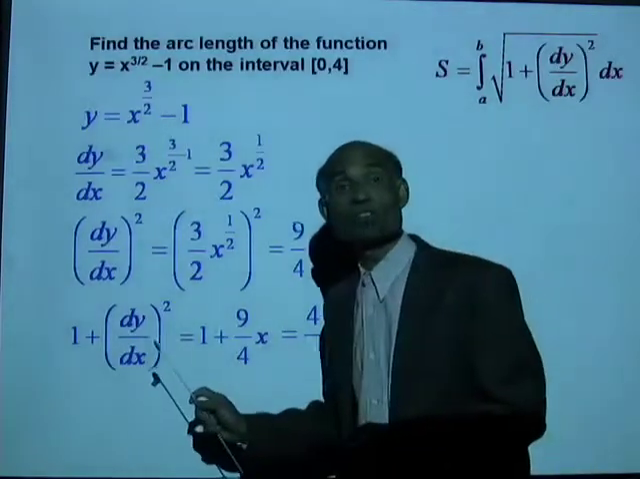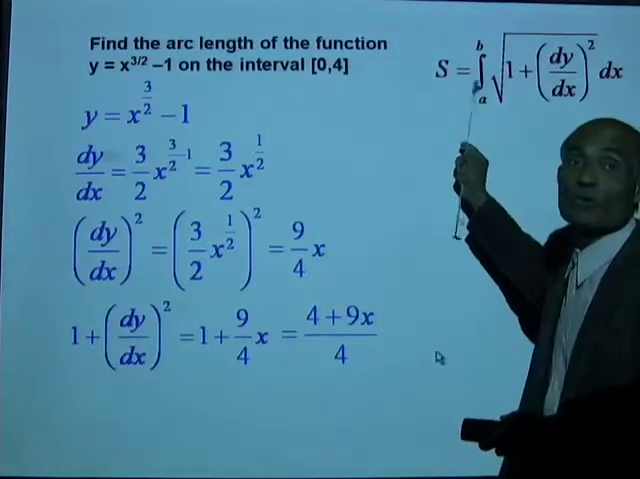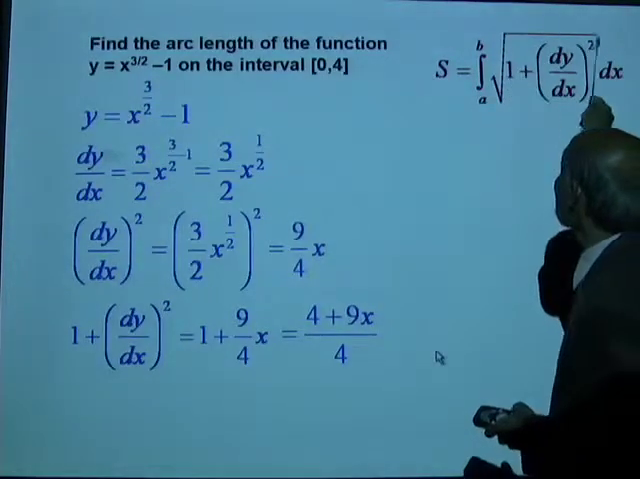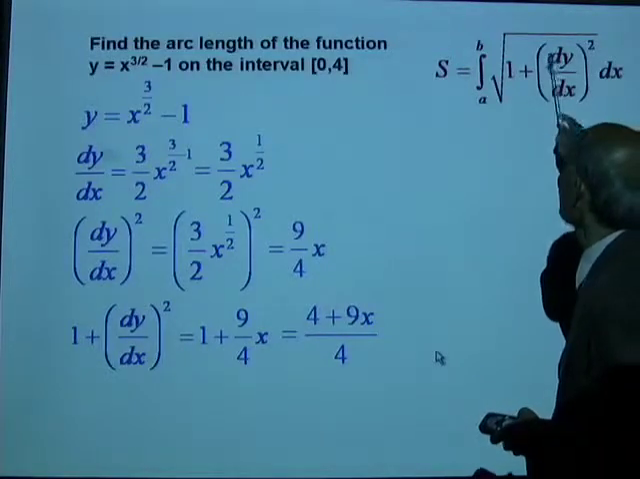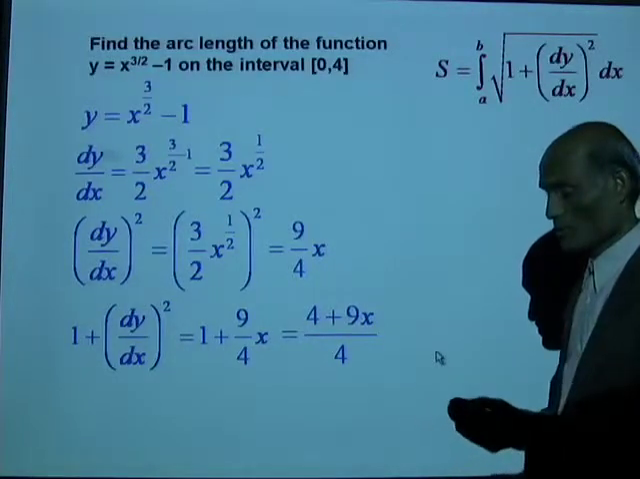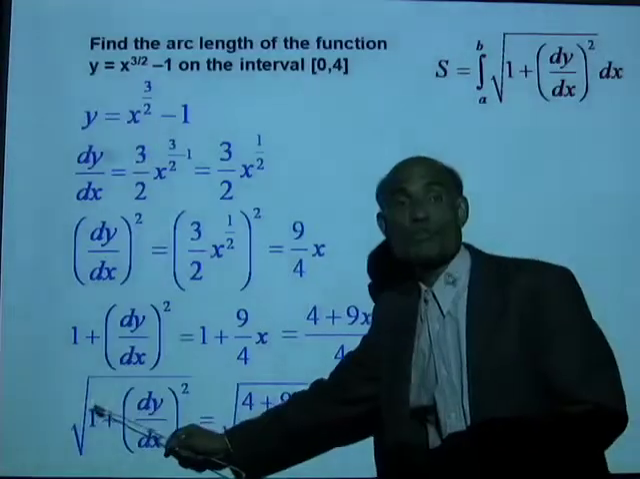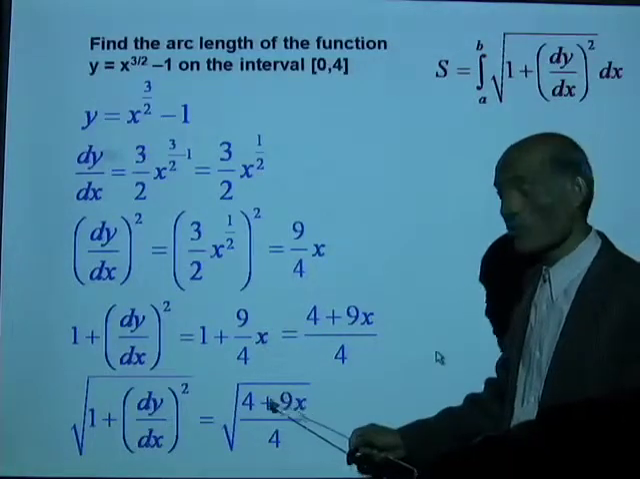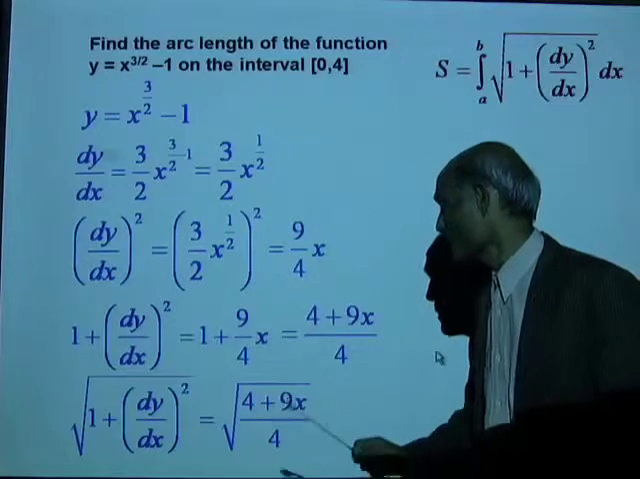Well, we haven't finished. If you look at our equation for the length of the arc, the integral contains square root of the quantity 1 plus dy by dx all squared. So we now need to find the square root of this quantity. Square root of 1 plus dy by dx all squared is square root of 4 plus 9x over 4.